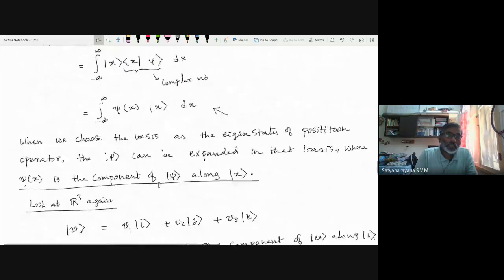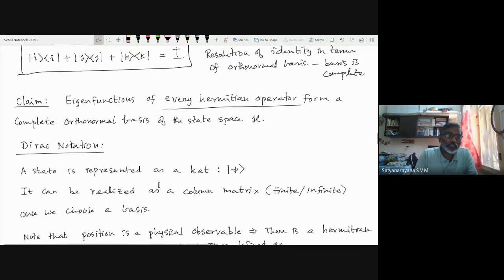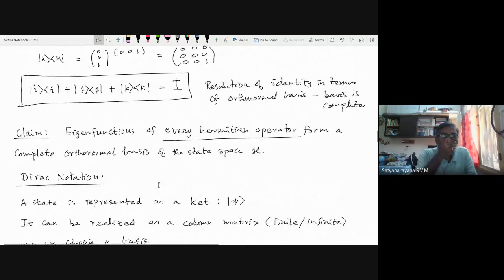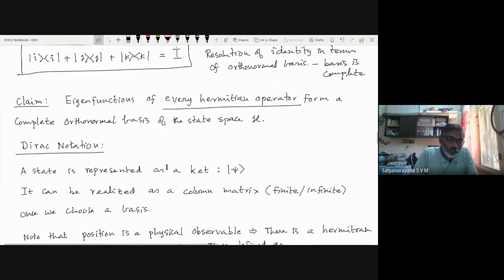So let me go back and present this claim once again: eigenfunctions of every Hermitian operator form a complete orthonormal basis of the space. Some operators may have continuous eigenstates, some may have a denumerable eigenbasis. Whatever it is, the eigenfunction set of every Hermitian operator will form a complete orthonormal basis, which implies every quantum state can be expanded in terms of the eigenstates of any Hermitian operator. This is an important thing to note.